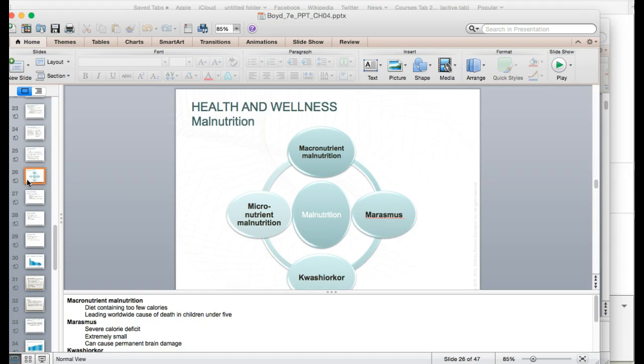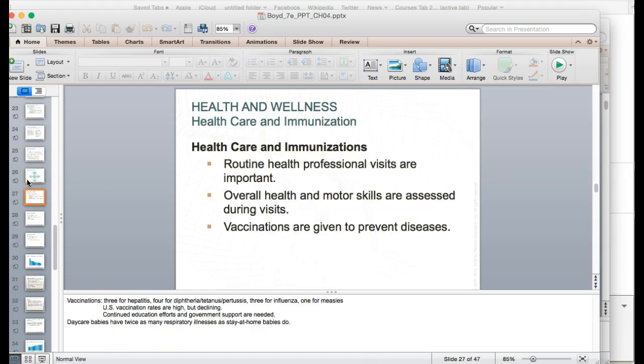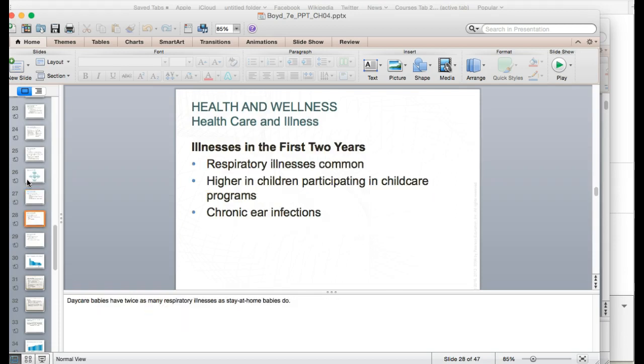Here's just a diagram on malnutrition, healthcare, and immunizations. Of course, these are very important in terms of vaccinations to prevent diseases, help with overall health, and assessing for motor skills and any delays that may be present. Of course, like I said, these are important in terms of the healthcare for your babies.